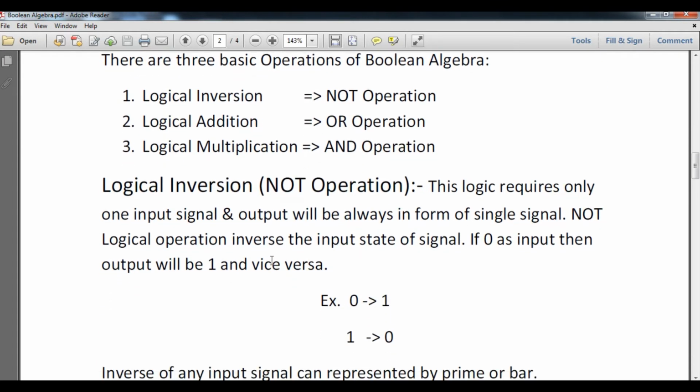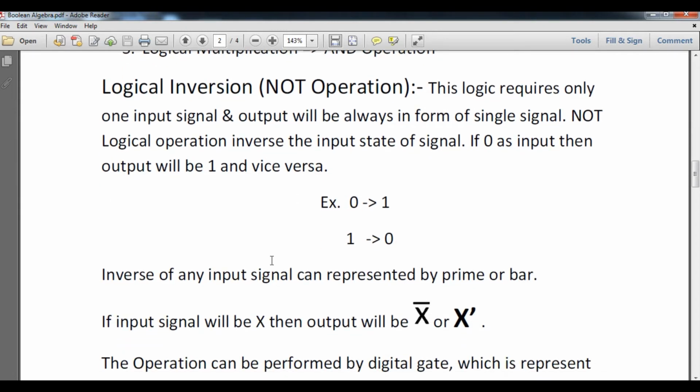First of all, we are going to do logical inversion, which is the NOT operation. This logic requires only one input signal. Students, pay attention here: this logic circuit requires only one input signal, and it will produce the output signal in inverse form. So the NOT logic operation inverts the input state of the signal. Suppose the input signal state is 0, that is, the low state; it will be converted to the high state, that is 1. For example, here you can see that if the input signal is 0, then it will convert the output signal to 1.